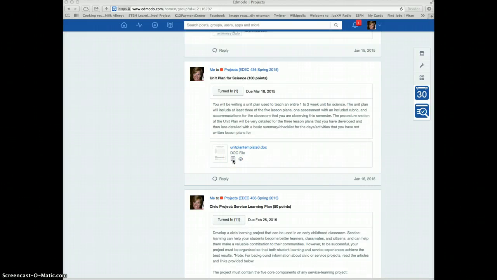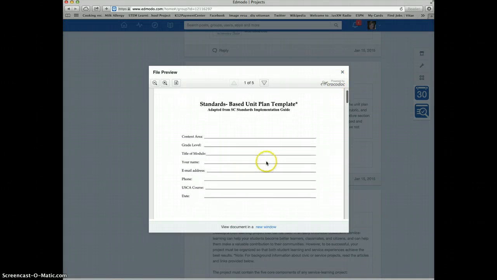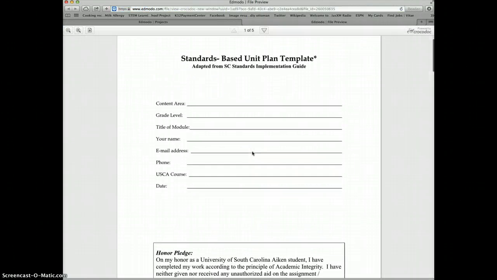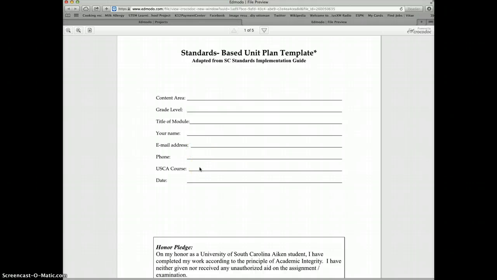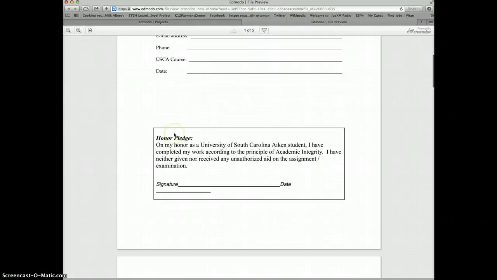Okay, so this is the unit plan template that you will go and find in Edmodo. And we're going to just preview this file. So let me make this a little bigger. Okay, so you will fill this out just as it is here, and the template is right here on Edmodo for you. All this information can go here.